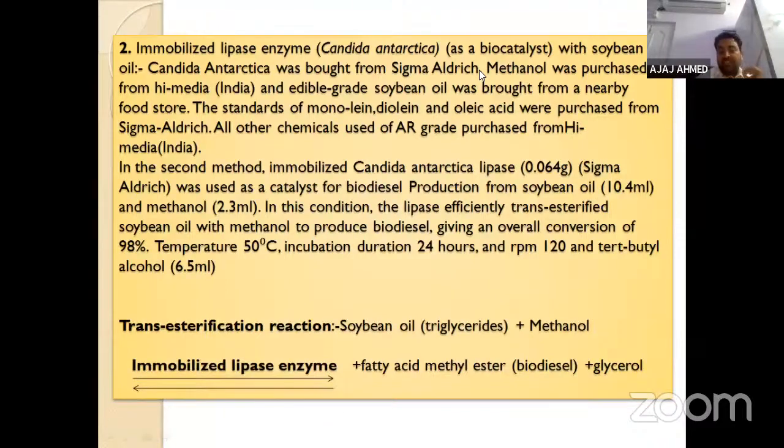So the trans-esterification reaction is soybean oil plus methanol, and this is the reactant, and immobilized lipase enzyme is used as a biocatalyst, and the products are fatty acid methyl ester plus glycerol.